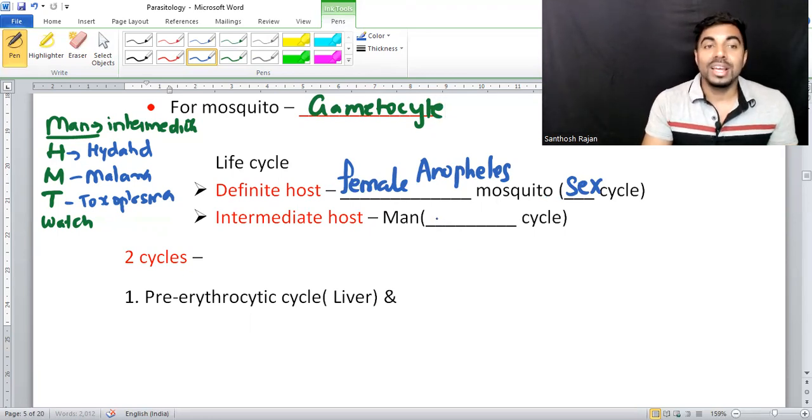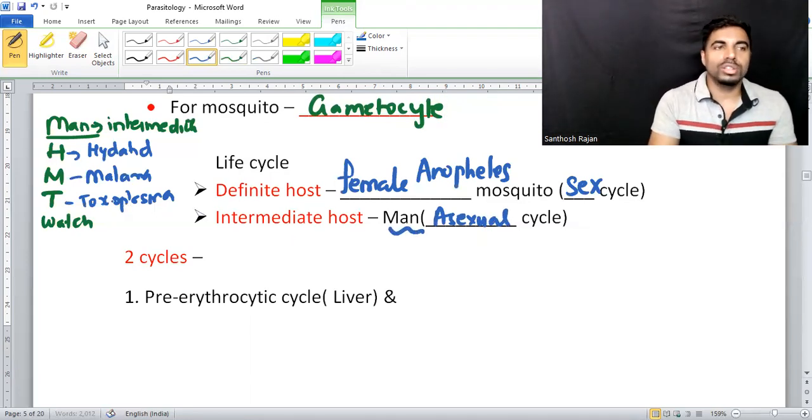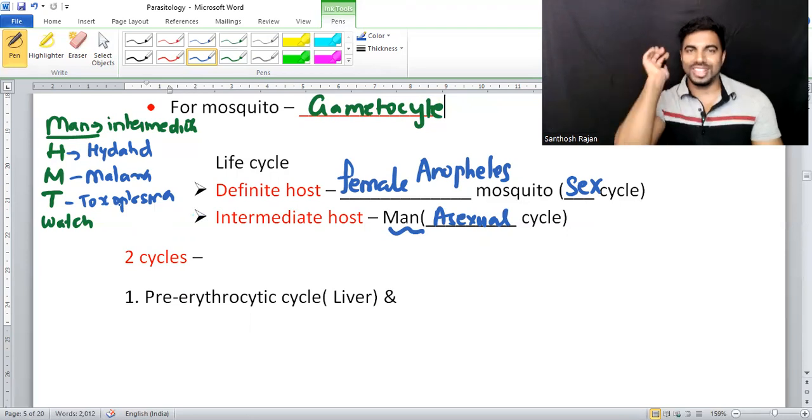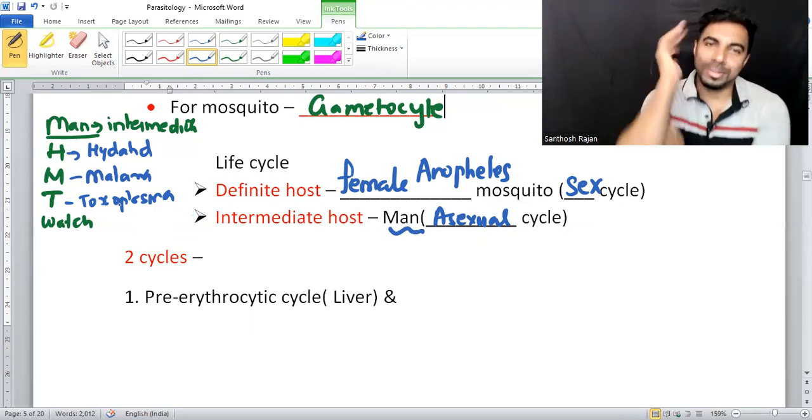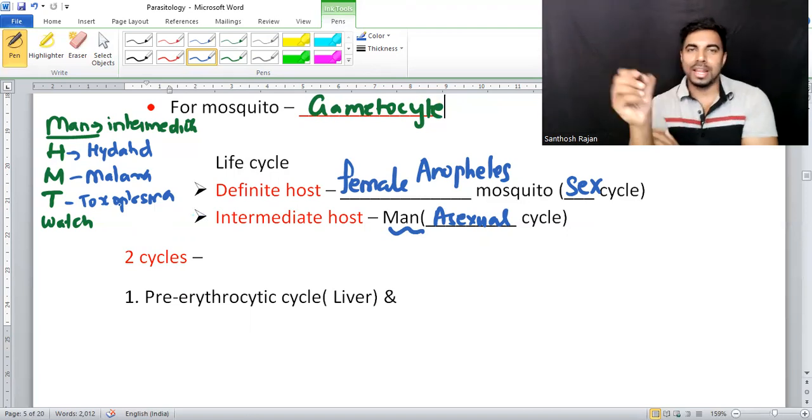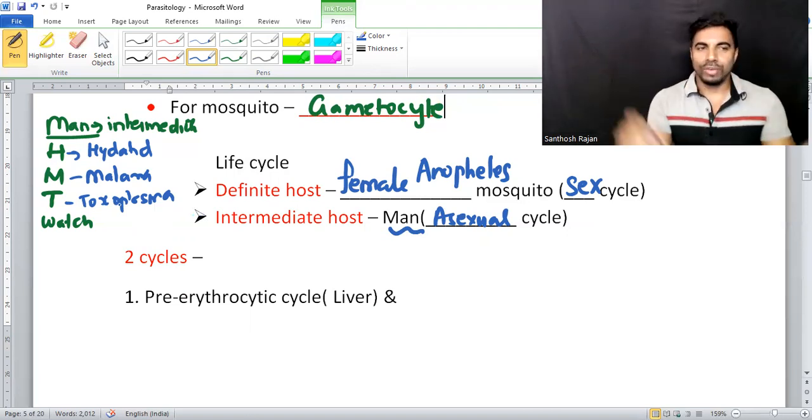Intermediate means there is an asexual cycle happening. That's what an intermediate host is. So the intermediate host is man. The three important diseases, HMT, is the shortcut. For HMT, man is the intermediate host: hydatid cyst, malaria, toxoplasma gondii. Okay, fine, we're going there.